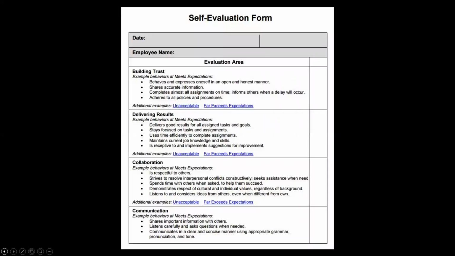And let's take another example of another form where the date is mentioned, employee name, and certain areas of evaluation like building trust, delivering results, collaboration, and communication. You have many more appraisal forms. The one which fits your job profile, you can match it.